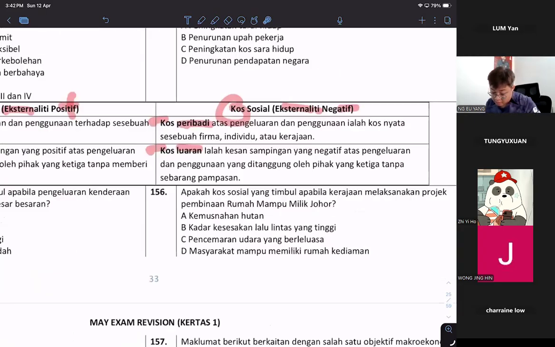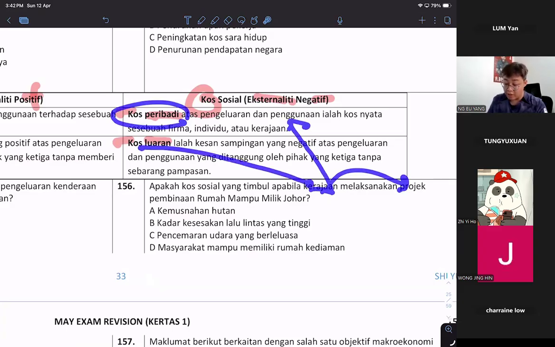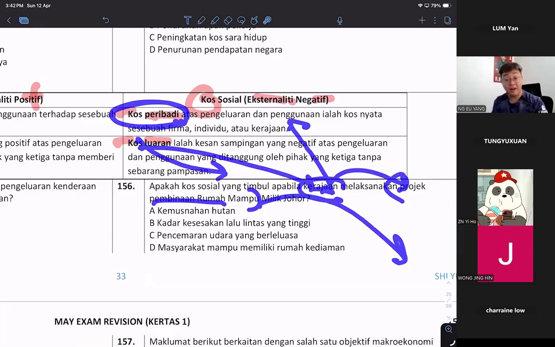So let's say guys, cost social is all the cost per everybody and cost runner. So apakah cost social ditimbul oleh kerajaan melaksanakan projek pembinaan? If the government conducts this project, the direct cost per everybody is that kerajaan has to pay for the budget. So what is the cost runner for the kerajaan? In order to conduct the first project, project pembinaan rumah mampu, maybe the other project has to dilepaskan from this kerajaan. Then this is the indirect effect.